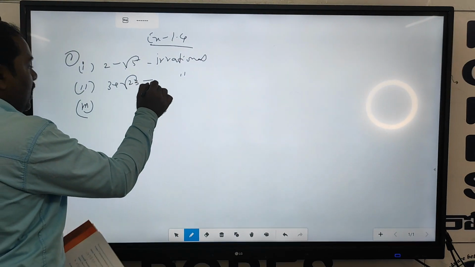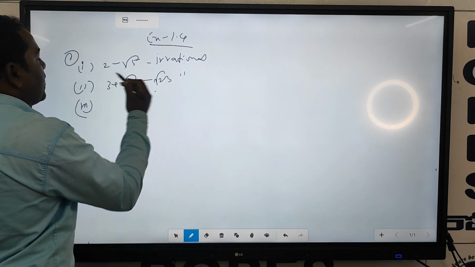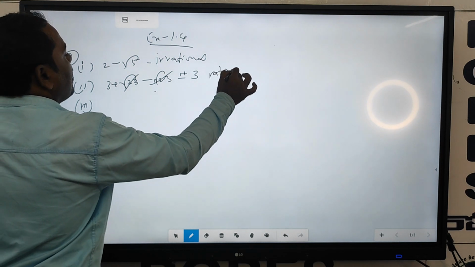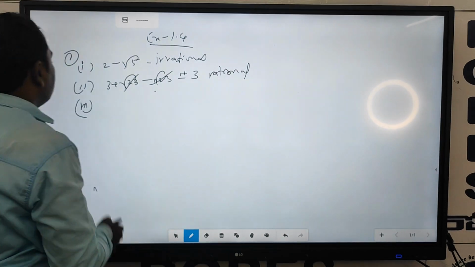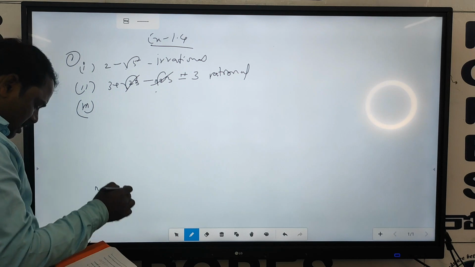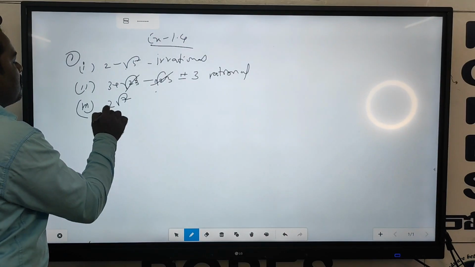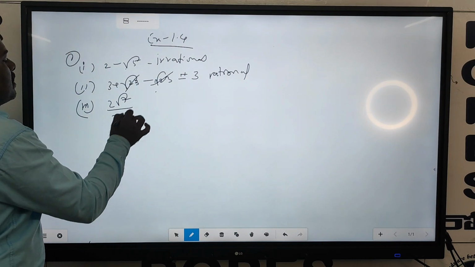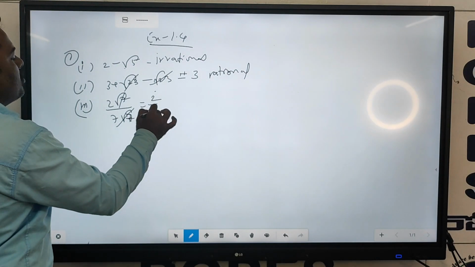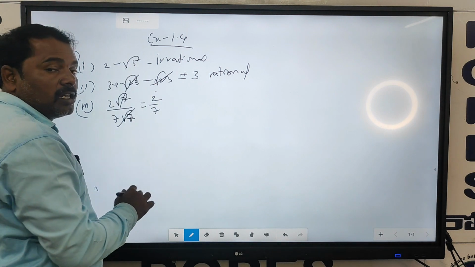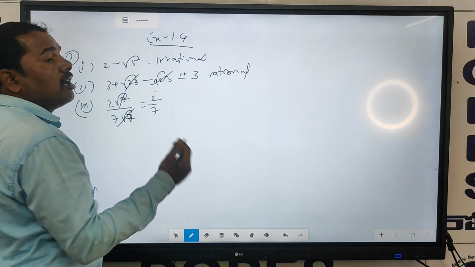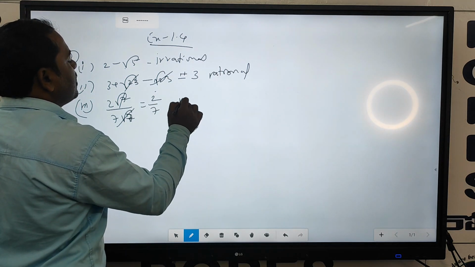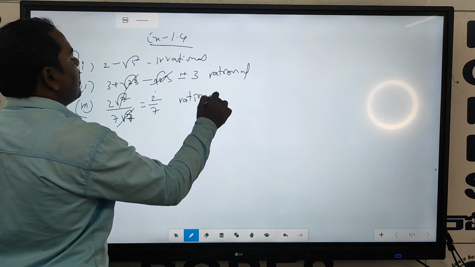Here again they have given root 23, so both cancel and we get 3. It is rational. Next, 2 root 7 by 7 root 7. Root 7 cancels, giving 2 by 7. So it is rational, though it is a non-terminating recurring decimal. So it is also rational.